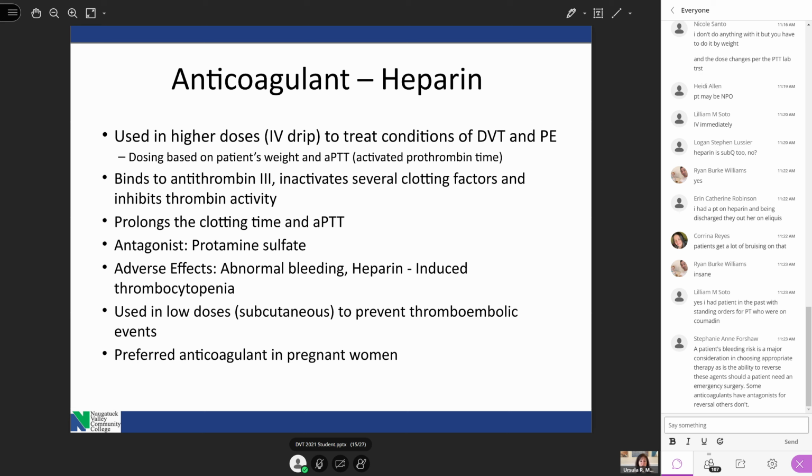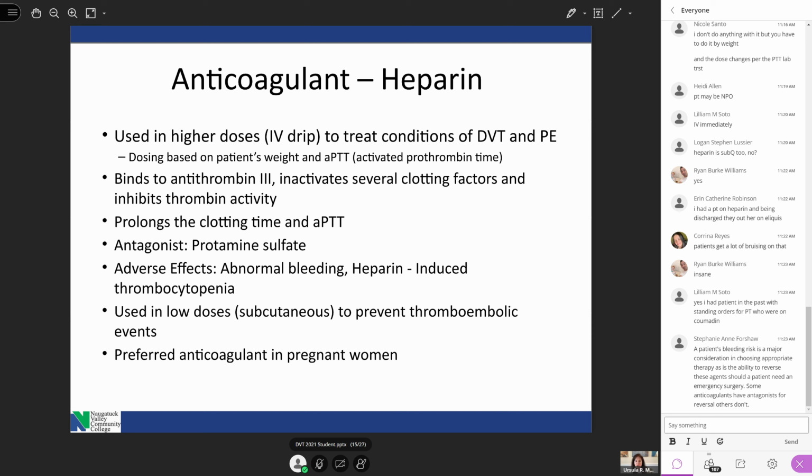It's the provider's choice, but just know normally we start them on IV heparin and then they go to Eliquis or something. However, you can hear on TV, and the drug reps will tell you, that you don't have to go on IV heparin. You can immediately start the patient right on Eliquis and send them home and not even do the IV heparin. But that is the provider's choice. Okay, so heparin, it's used in higher doses.